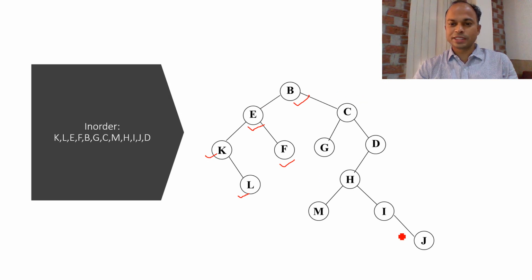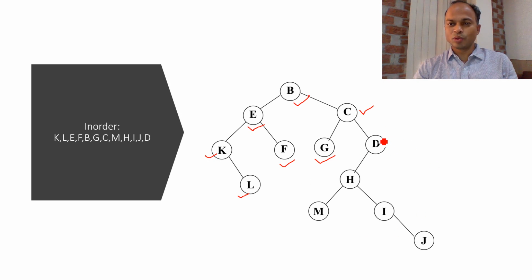Now we have to visit the right subtree. Further, C is the root. We have to visit the left subtree first, so we are at G. No further child is available. Therefore, we visit G. After visiting G, the left subtree of root C has been visited. Now we have to visit the root, so we visit C. Now we have to visit the right subtree.